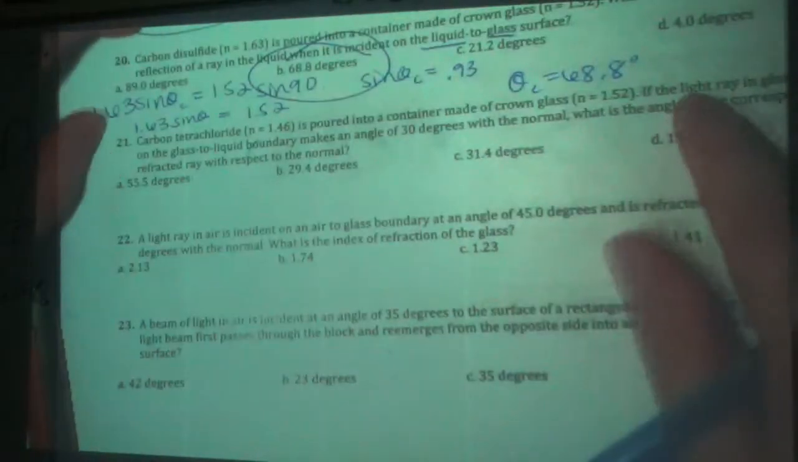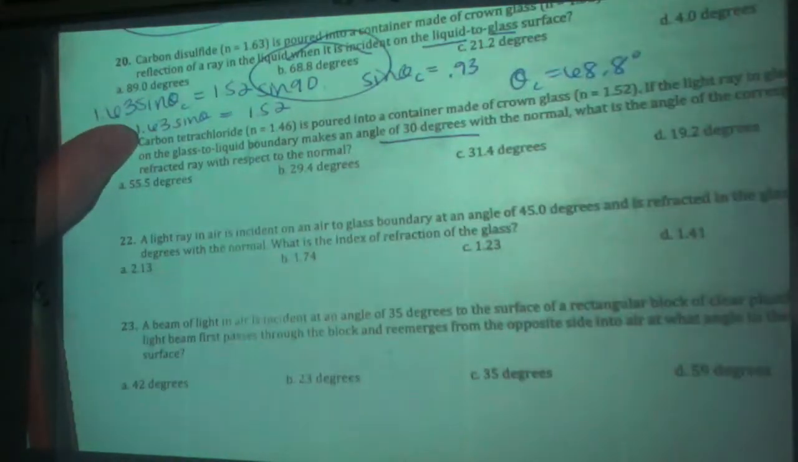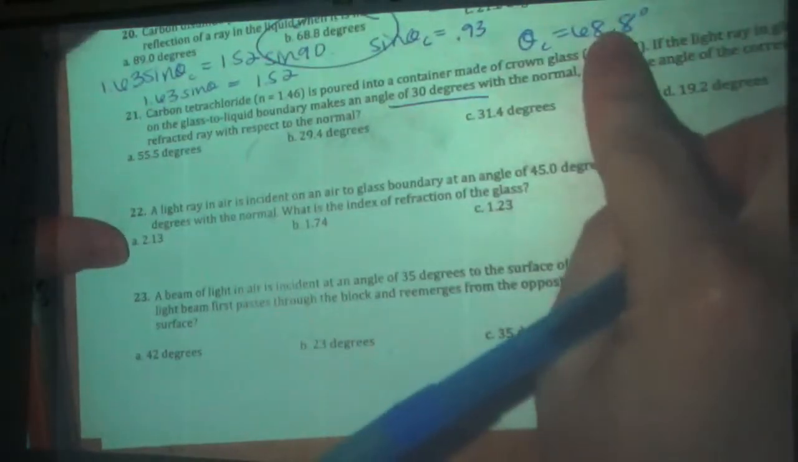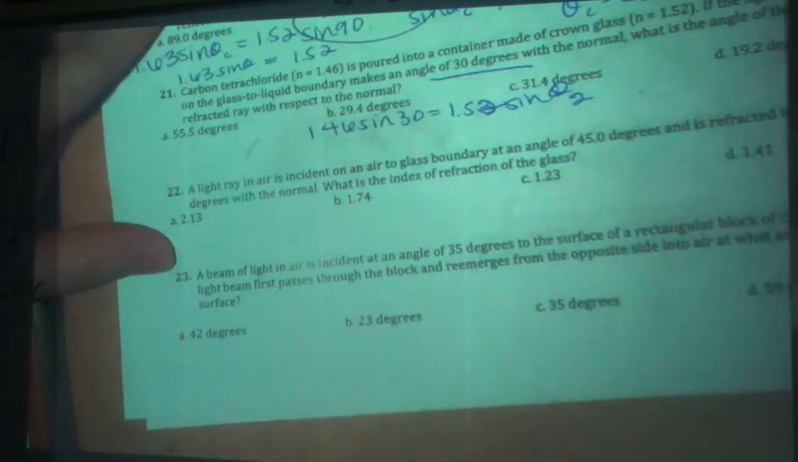It says, if the light ray in glass makes an angle of 30 degrees, what is the angle of the refracted ray? So it's going to refract, right, because I'm coming in at less than the critical angle. So now I'm just plugging in 1.46, coming in at 30 degrees, going into 1.52. What angle will that come out at? What is my angle 2? So, calculator.